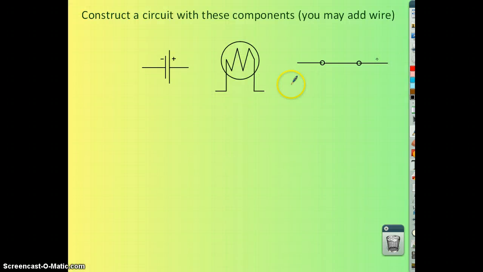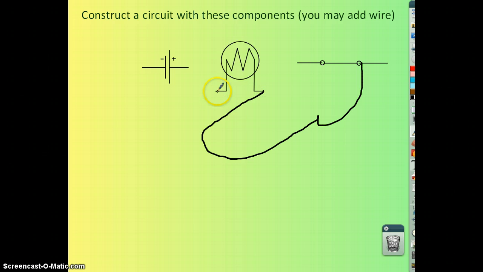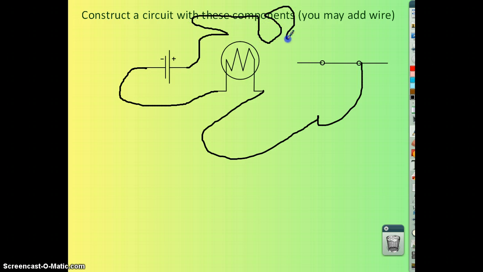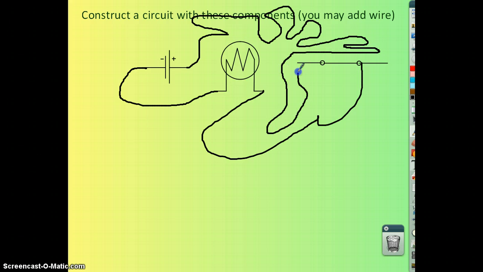Try another one. Got a switch. Okay, we're just going to draw from there. Hook that up to the light bulb to the battery, add some wire here. Notice wire doesn't have to take any particular shape at all. It just has to connect. So we have one constant loop there, making a circuit out of it.